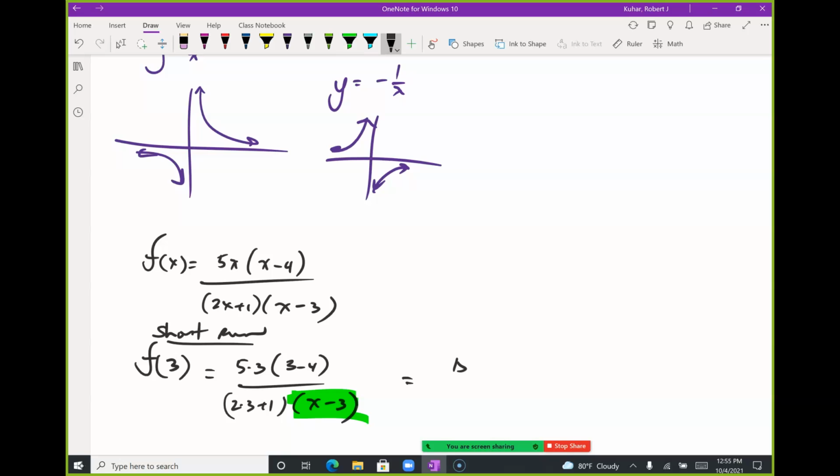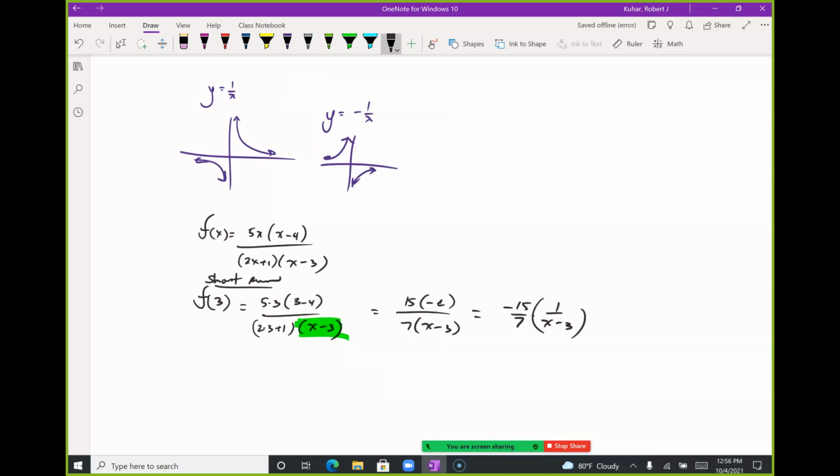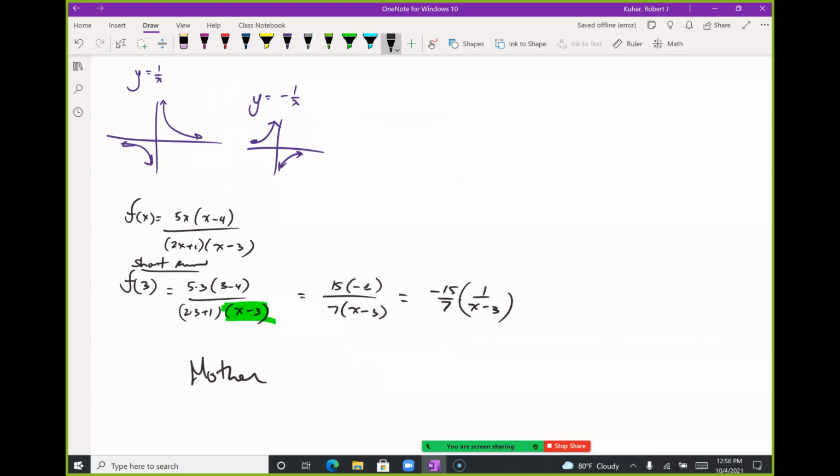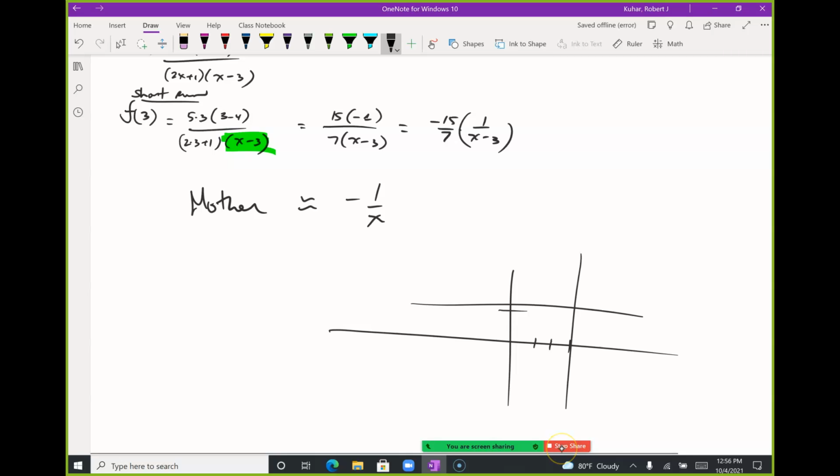So what do I get? I get a 15 times a negative 1 over 7 times 1 over x minus 3. Okay, I have negative 15/7 times 1 over x minus 3. So you can see my mother function of 1 over x, but the coefficient is negative. So the mother of this one is really like a negative 1 over x, and I should see that shape at x equals 3. Right around there, I should see the upward piece and the downward piece.